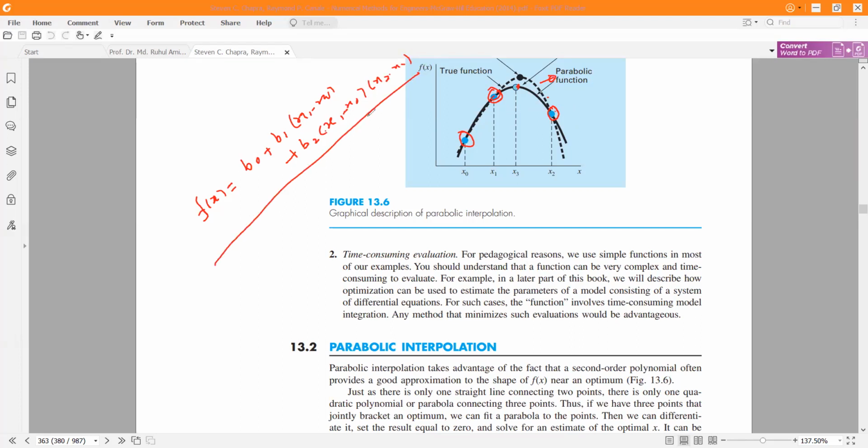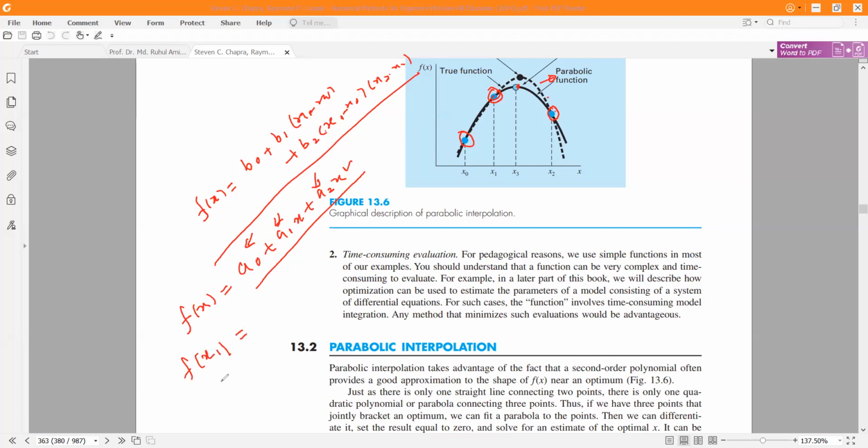Or even the equation can be easily represented as a0 plus a1 into x plus a2 into x square. Is it not the curve of a parabolic interpolated curve? Yes, sir. Then how many constants do we have? Sir, 3 constants. Then how many points will we need to find them? Sir, at least 3 points.